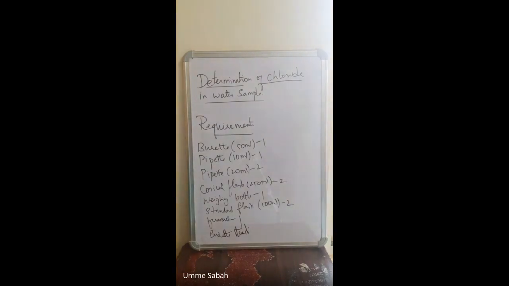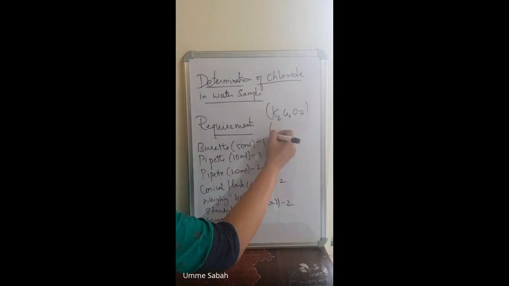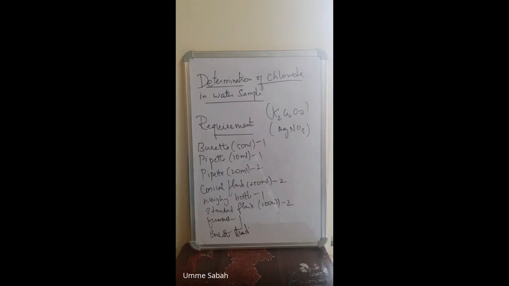Same procedures we are doing. We have to create reagents. One reagent is potassium dichromate, K2Cr2O7, and the other reagent is silver nitrate solution, AgNO3. So these are the requirements for this particular experiment to determine the amount of chloride present in the water sample. Let me know if it is done.